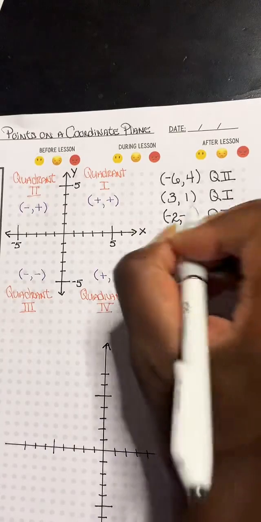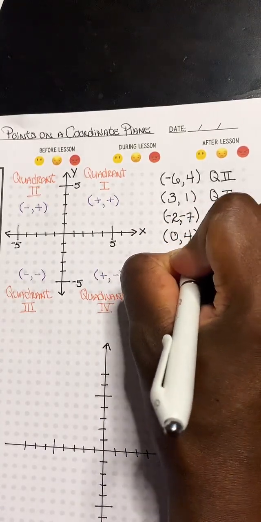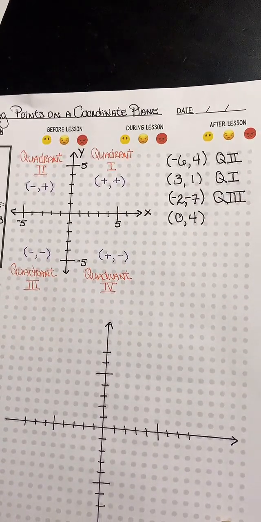So let's try one more. Let's go 0, 4. What quadrant is that in? 0, 4. What do we got? Put it in the chat.